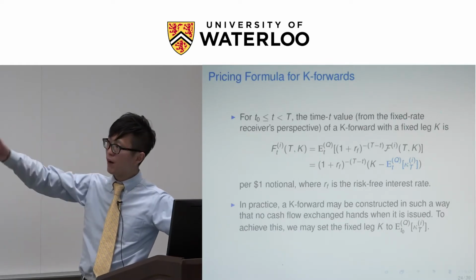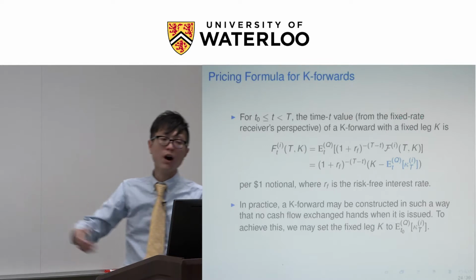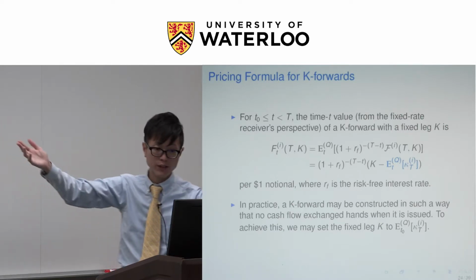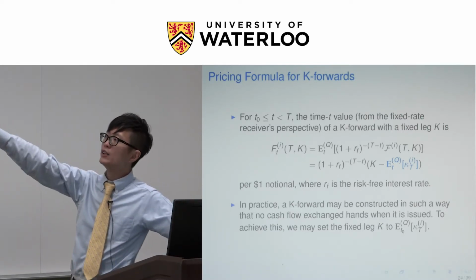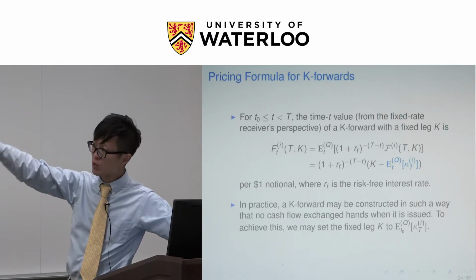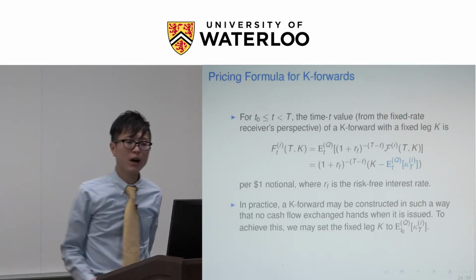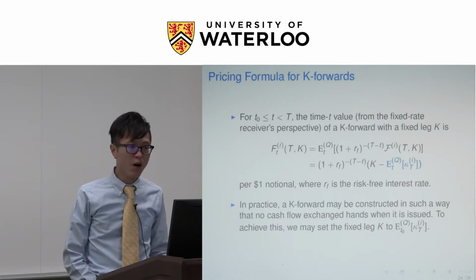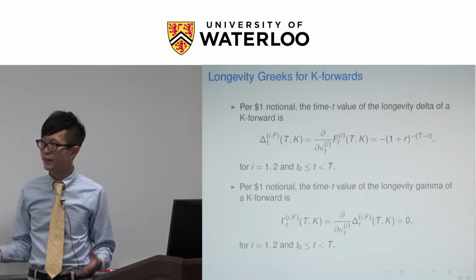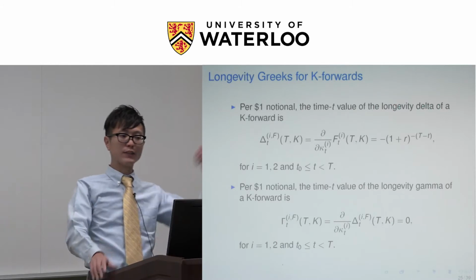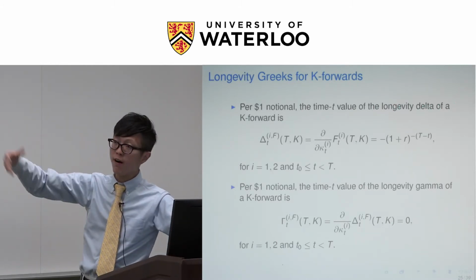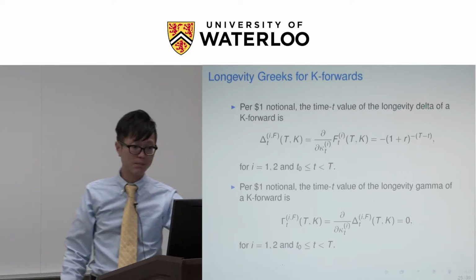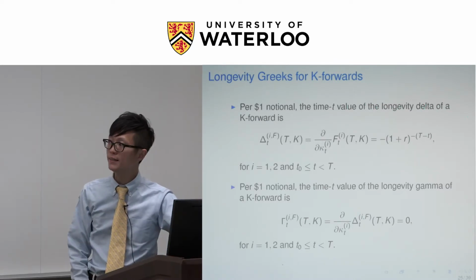We just take the expected value under the risk-neutral probability measure of the payoff from a K forward discounted at the risk-free interest rate, and it turns out that it is just a linear function of the risk-neutral expected value of the CBD mortality index at maturity. And with this pricing formula, I can proceed to derive longevity Greeks for a K forward. So I have the delta and the gamma, which are defined as the first and second derivatives of the value of the K forward with respect to the CBD mortality index, respectively.